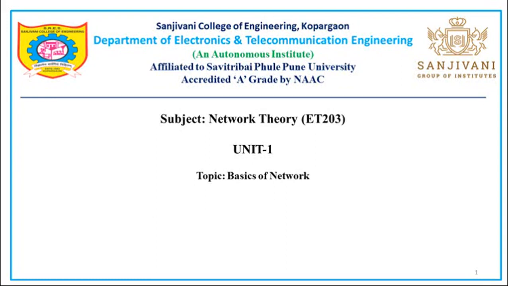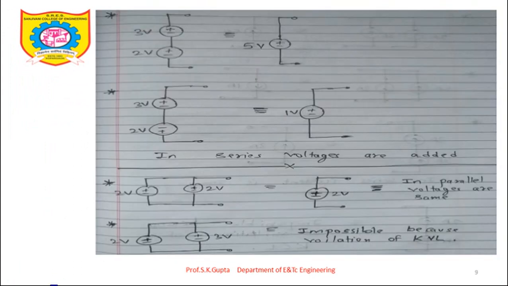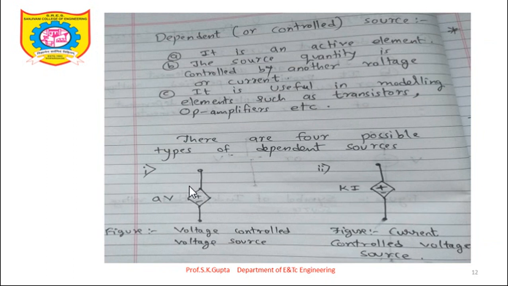Welcome all. In this video, we will see dependent sources. Dependent sources are shown by the diamond shape. The first point about dependent sources is that it is an active element, which means it is capable of delivering electrical energy. Second point, the source quantity is controlled by another voltage or current.